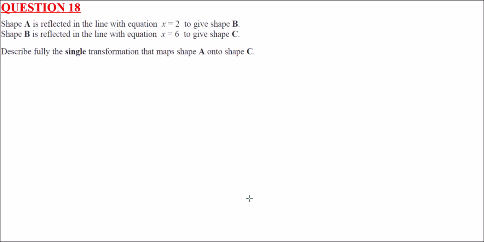Question 18 took me by surprise when I saw it. It's talking about reflection and describing the single transformation, and you're not given a coordinate grid. I equally love and hate this question because it really tests for deep understanding, but it is quite nasty as well, I feel, but I can't help but respect the question.